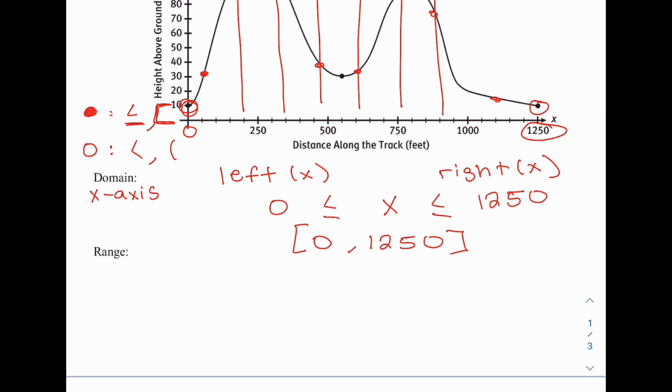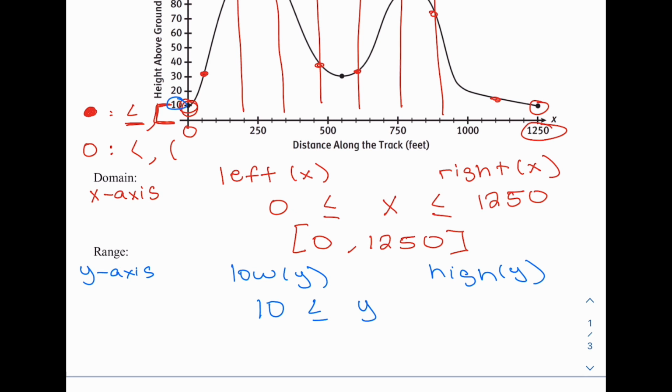Let's try range. So range, we are looking at the y-axis, and I want to know how low does my graph go on the y-axis, and how high does my graph go on the y-axis. I see that I go as low as 10, and it's a closed circle, so I'm going to put a line underneath, and I go as high as 110. And it's also a closed circle, so I'm going to put a line underneath. If I would write this in the other notation, I would use brackets, and it would look like this.